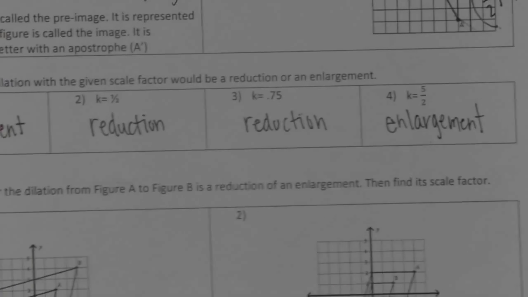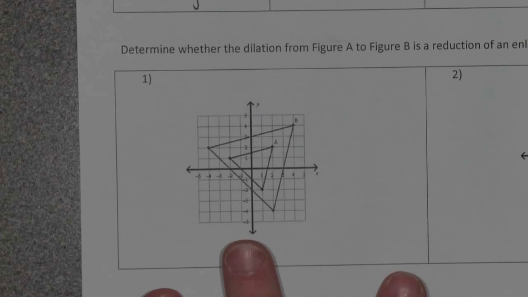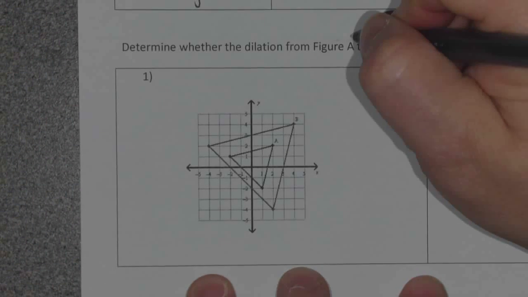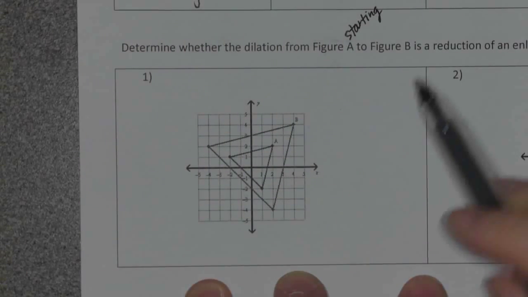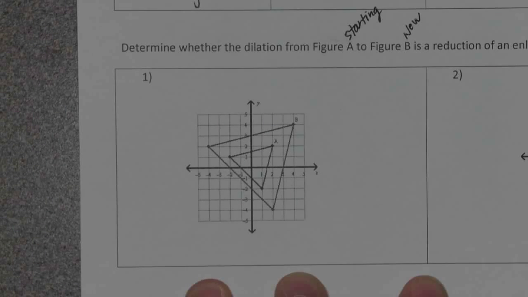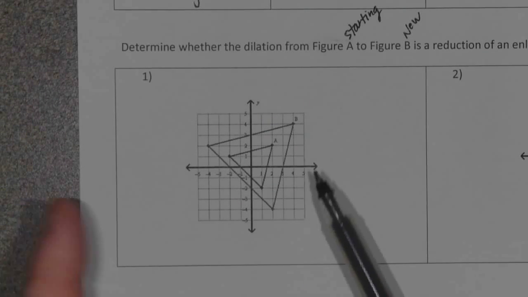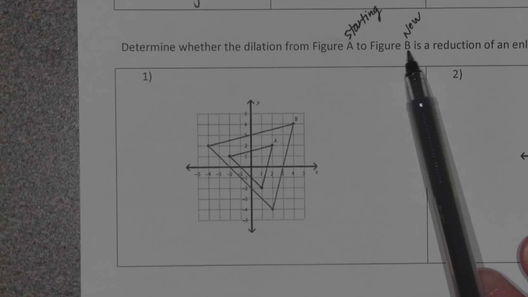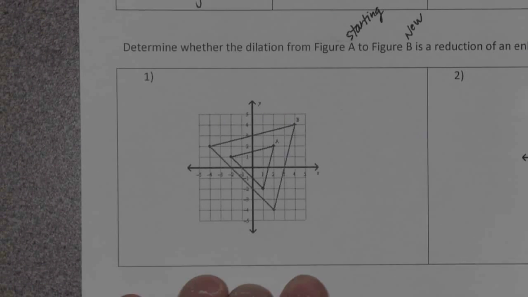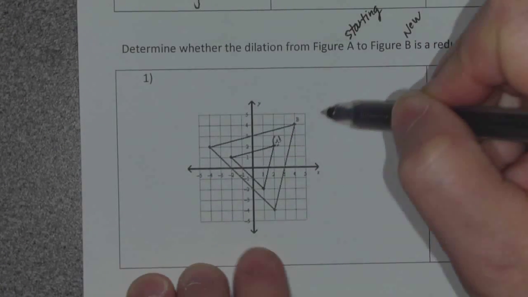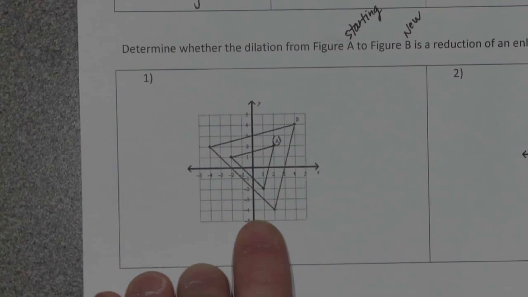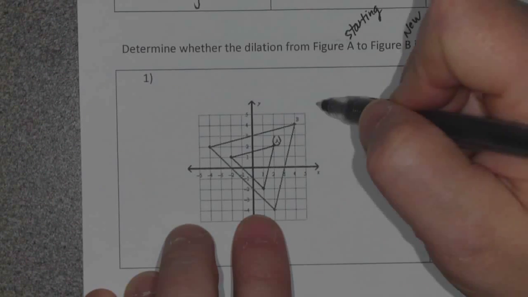Okay. So here's some pictures drawn that ask you to look at the dilation from figure A to B. So A is our starting figure, right? We're starting with A, and our new figure is B. We're going to start looking at figure A and see if it reduced or enlarged from A to B. So figure A is this small one right here. Figure B is the big one. So was it a reduction or an enlargement? It was an enlargement.